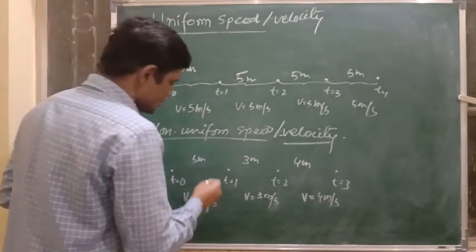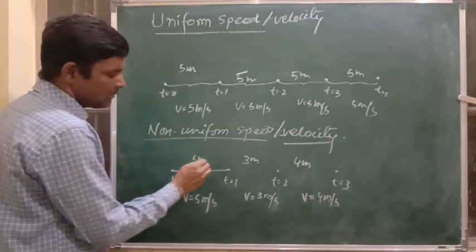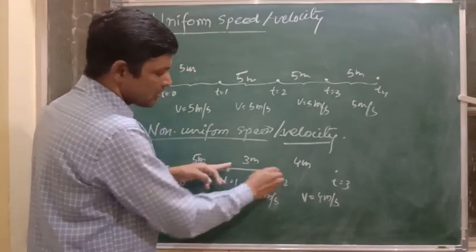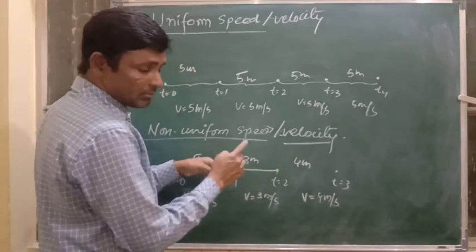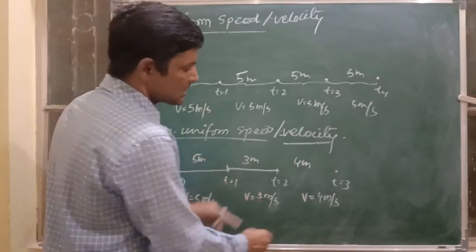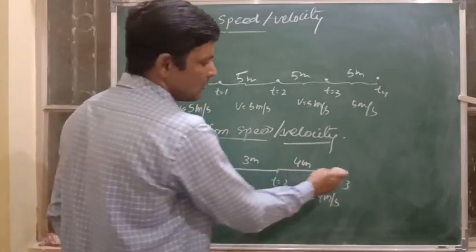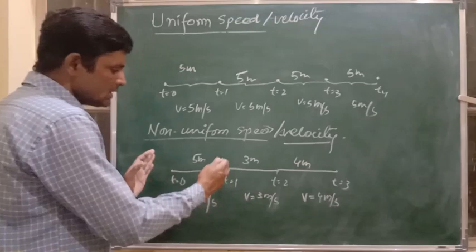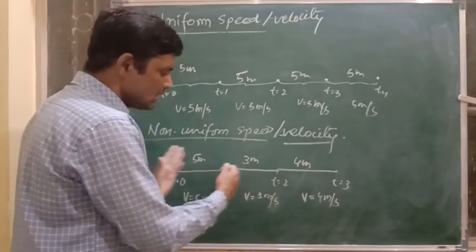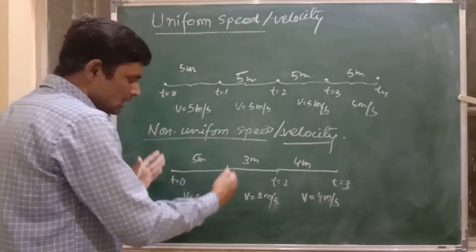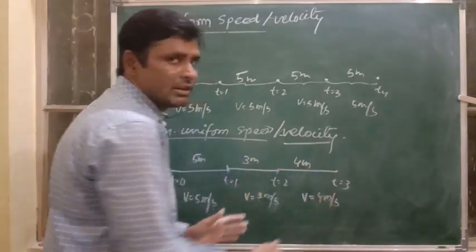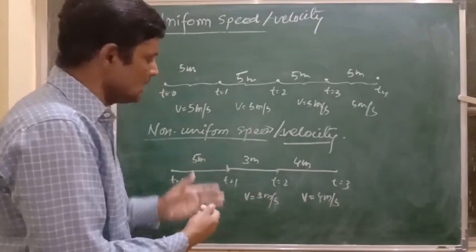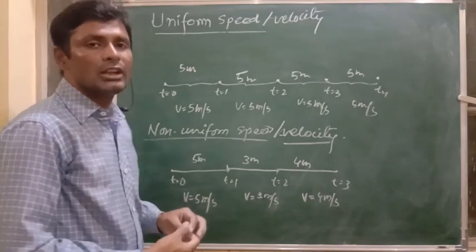Similarly, in non-uniform motion, between these 2 points it has traveled 5 meters in 1 second, so its speed was 5 meter per second, but here in 1 second it has traveled only 3 meters, so the velocity or speed will be 3 meter per second. And in the third second it has traveled 4 meters in 1 second, so its velocity or speed is 4 meter per second. So you can see the time intervals are the same, but the distance or displacement it has covered is different. So motion is non-uniform, and the velocity or speed it has taken is again non-uniform velocity.